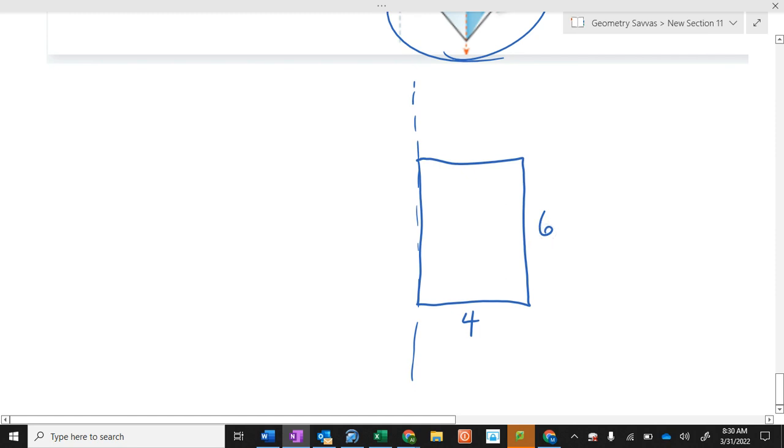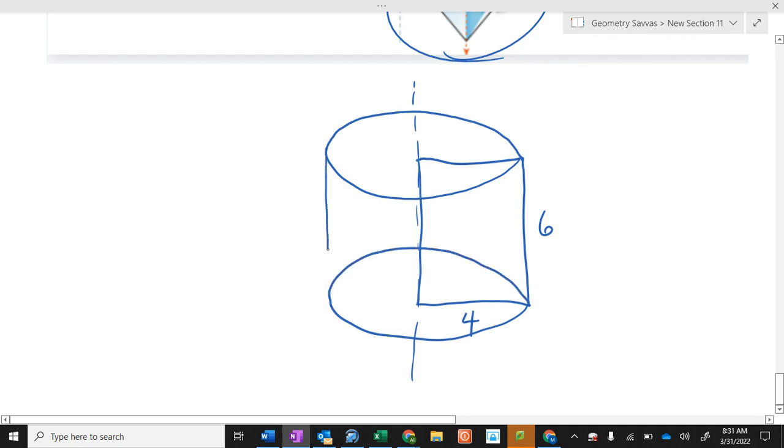Now, what if I have a rectangle that I'm going to rotate around this line that's 4 by 6? If I rotate this around, what shape will I make? What shape will I make if I rotate a rectangle straight around something? That'd be a cylinder, right? Okay, makes sense. What's the radius of that cylinder? 4. What's the height of that cylinder? 6.